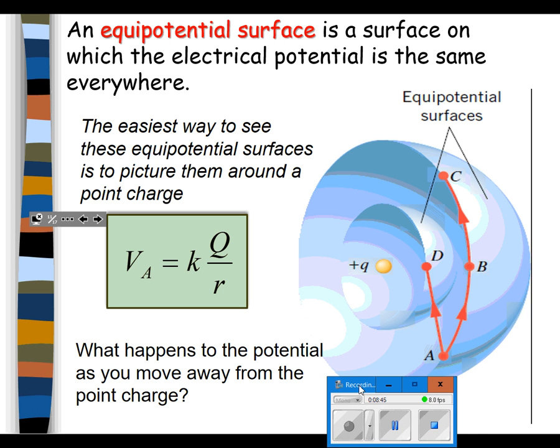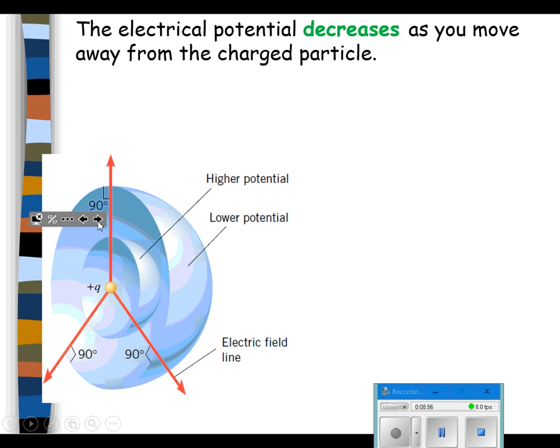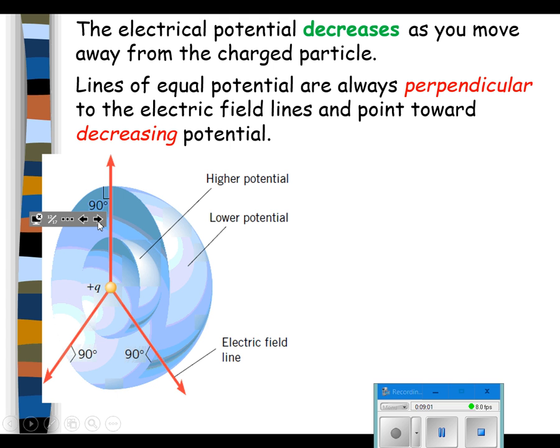So what happens to the potential as you move away from the point charge? R gets larger, so overall V gets smaller. So the electric potential decreases as you move away from the charged particle. Lines of equal potential are always perpendicular to the electric field lines and point towards the decreasing potential. As we go out, it's decreasing, and these are perpendicular to the equipotential surface.